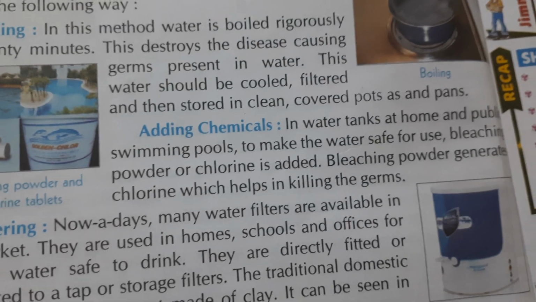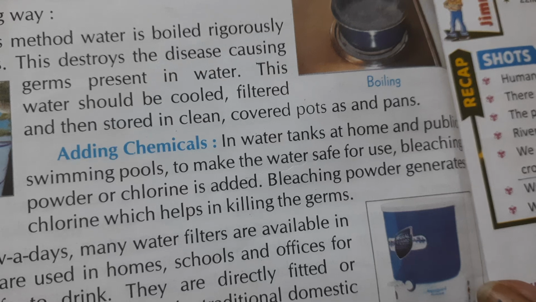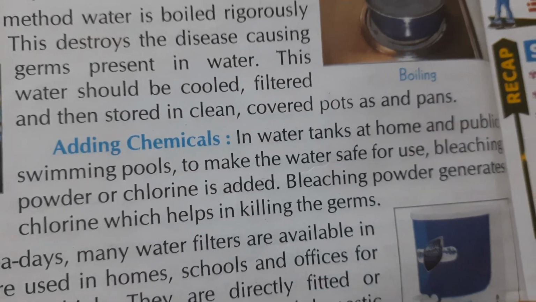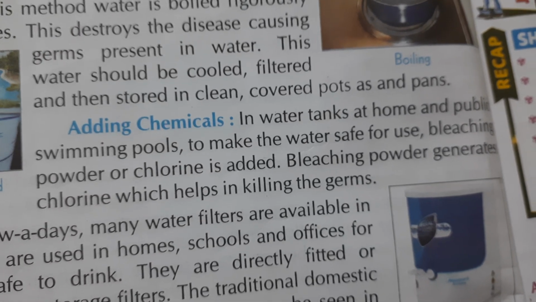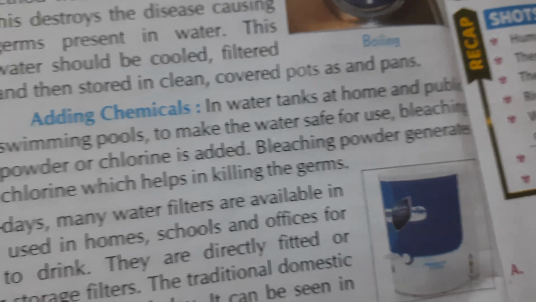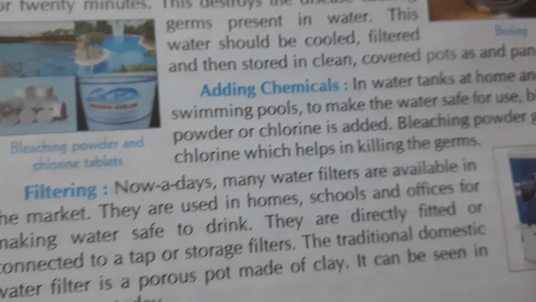Now adding chemicals in water tanks at home and public swimming pools. To make the water safe for use, bleaching powder or chlorine is added. Bleaching powder generates chlorine which helps in killing germs.